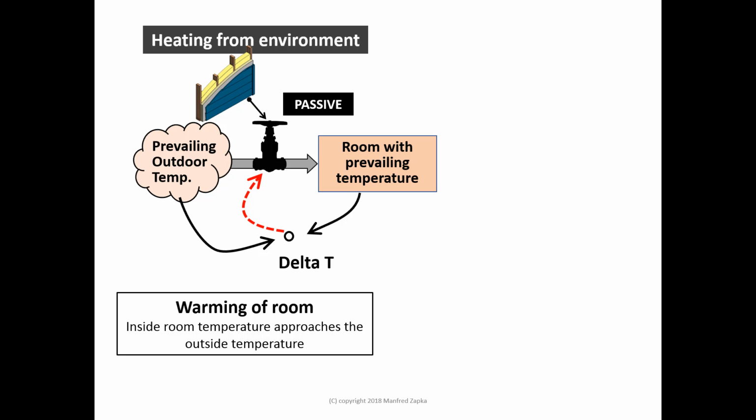As long as there is a temperature differential or delta T, heat flows from the warmer outside to the colder inside. The mechanism that regulates the rate of heat flow is the insulation provided by the building envelope, which impedes the heat flow.